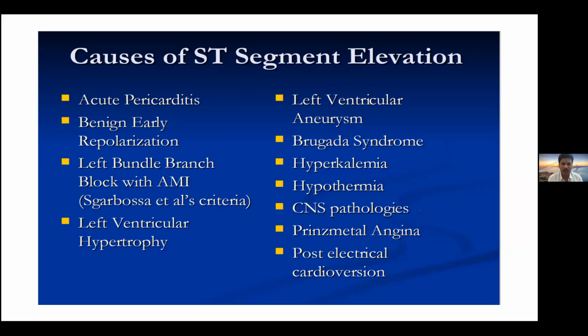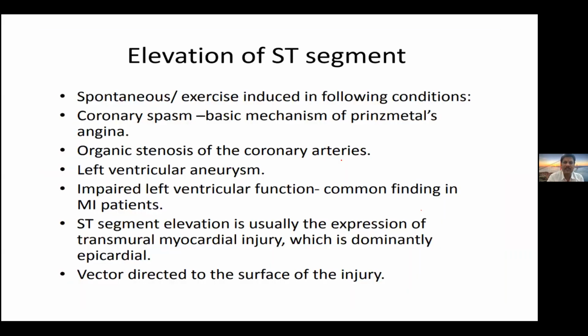A bundle branch block can have ST elevation. Left ventricular hypertrophy in the ECG can have ST elevation. A left ventricular aneurysm, Brugada syndrome, hyperkalemia. So many factors can cause ST elevation. So now we know it is not only acute MI; there are some normal and abnormal causes, pathologies, which can mimic it. Now we have to differentiate them from an acute MI. Acute MI is an emergency. The rest are not emergencies. So we have to see.